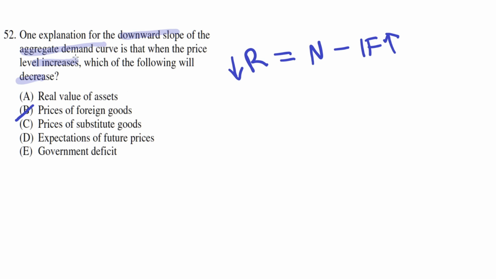C, prices of substitute goods. This is incorrect because the aggregate demand curve takes into account all goods, including the substitute goods. So prices of substitute goods is not taken into account in this scenario. So C is also incorrect.